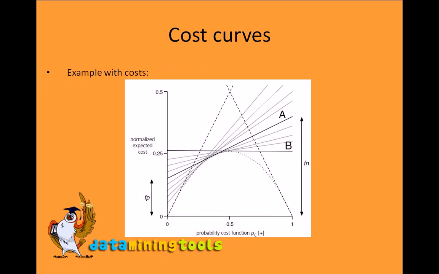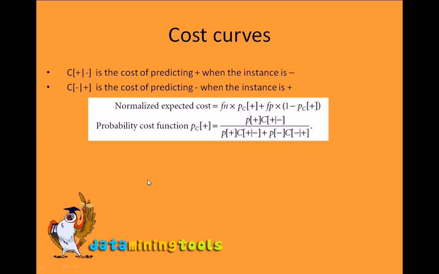Again, this is one more example. Now instead of error, we are using normalized expected cost for the y-axis, and the probability cost function as our x-axis. Now, how do we define these two parameters, probability cost function and normalized expected cost?